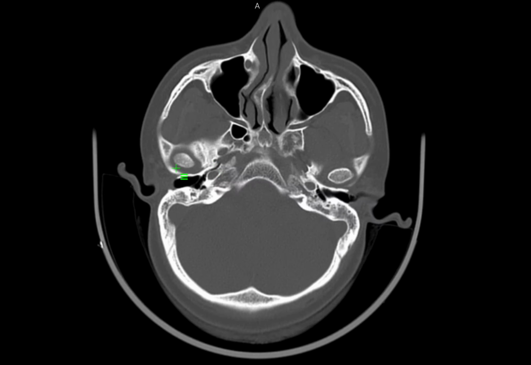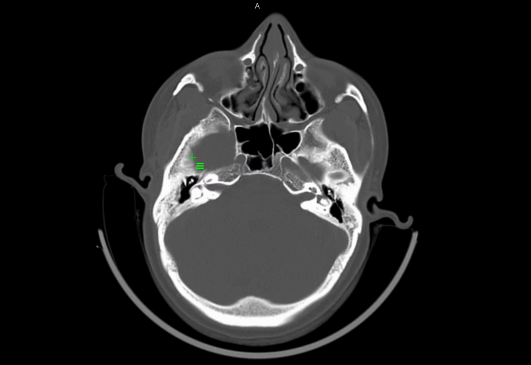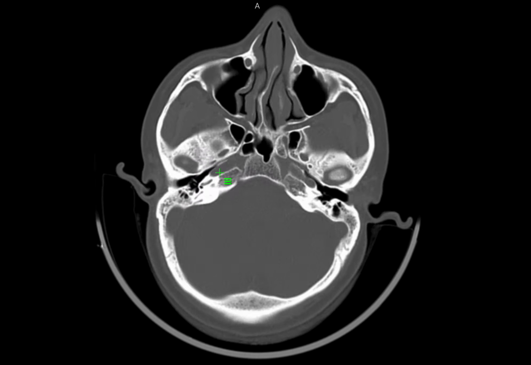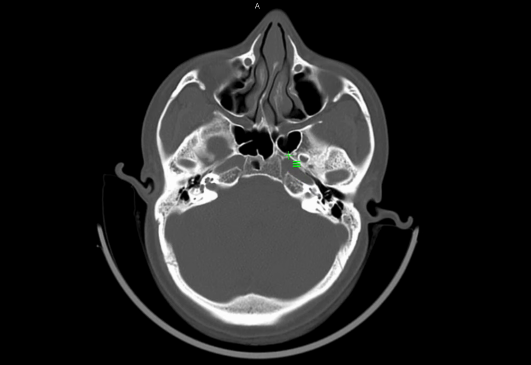Just anterior to that, you have the TMJ, that is the temporomandibular joint. And then here you have the carotid canal. So this is the area where you have the skull base fractures, which are pretty important.